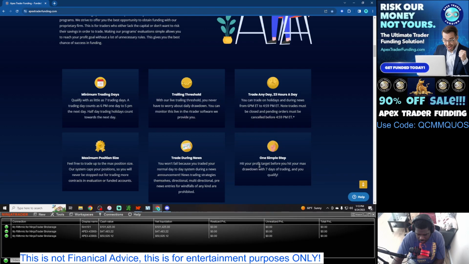And then the one simple step is you can hit your profit target before you hit your max drawdown, within 7 days, and then you can qualify. So pretty much they're saying that you hit your profit target before you hit your max drawdown within those 7 days of trading, and you qualify. So you hit your three. I trade on 50K accounts, so if I hit my $3,000 profit target and then trade in that 7 days, then I'm pretty much good.